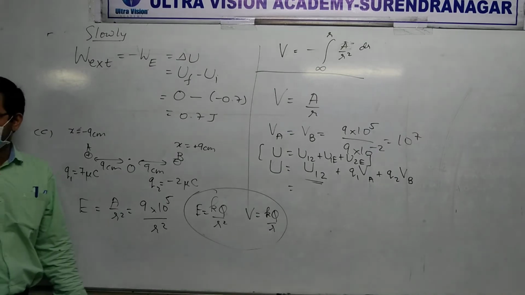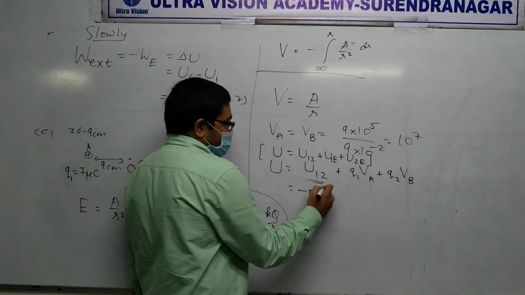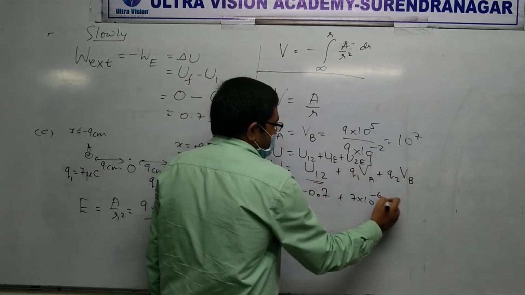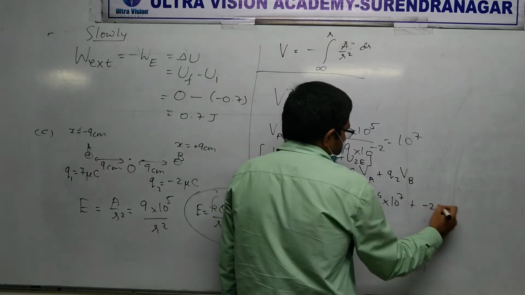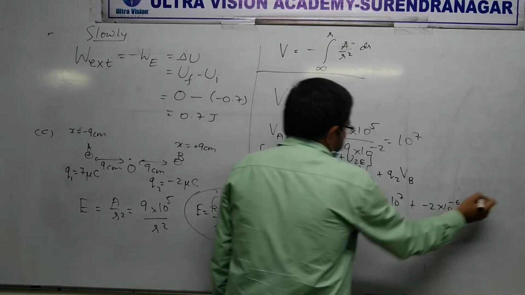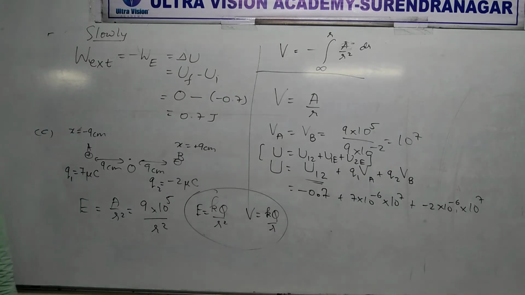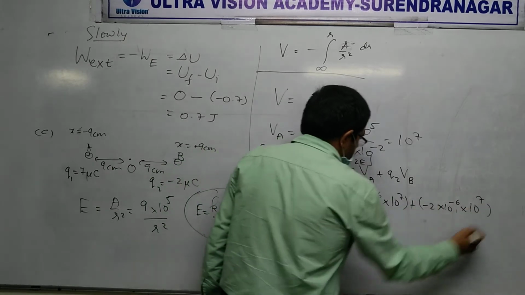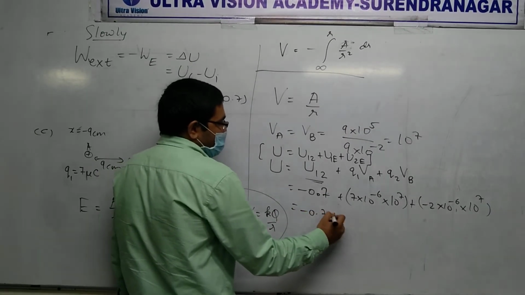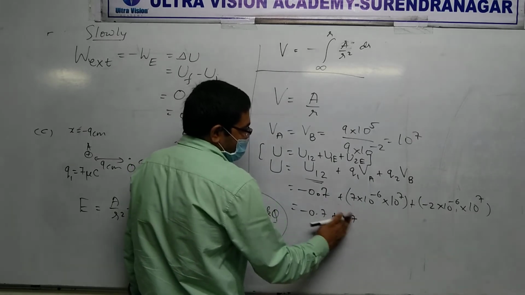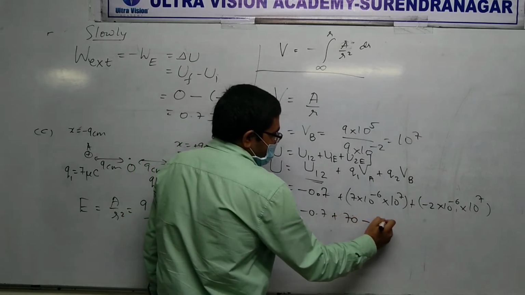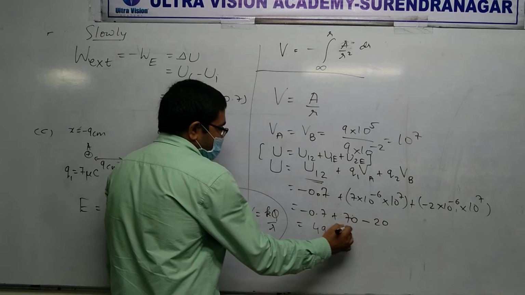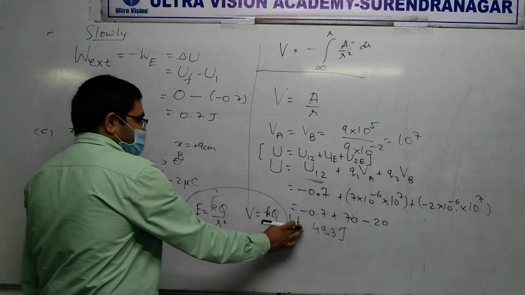I will find it. U12 is minus 0.7. Then Q1. What's Q1? 7 into 10 raised to minus 6. VA is 10 raised to 7. Plus Q2 is minus 2 into 10 raised to minus 6. And VB is also 10 raised to 7. Everything clear? So this is plus 70 and minus 20. So the final answer is 50 minus 0.7, that is 49.3. That's your final.